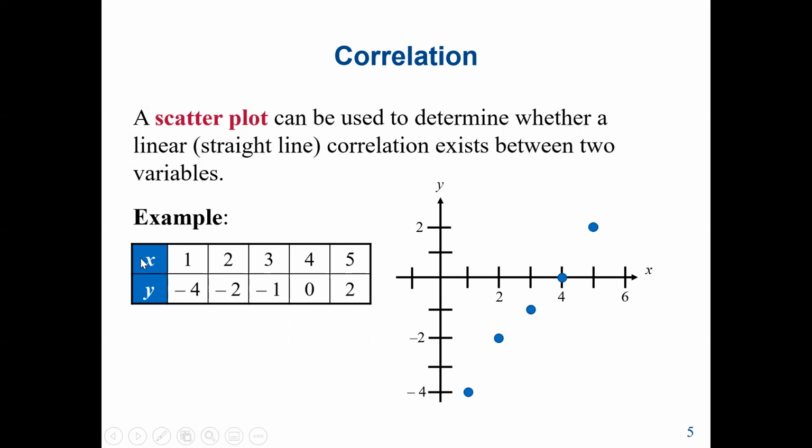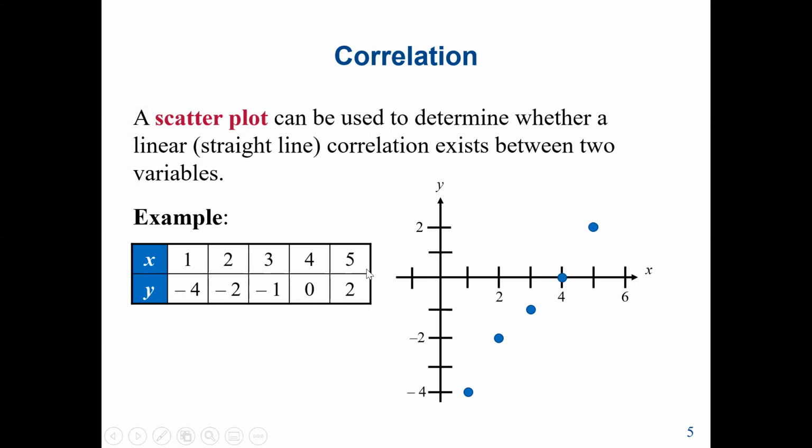Then based on the values, when X is 1, Y is -4. The second point is when X is 2, Y is -2. When X is 3, Y is -1. Then when X is 4, Y is 0, so it's on the X axis.